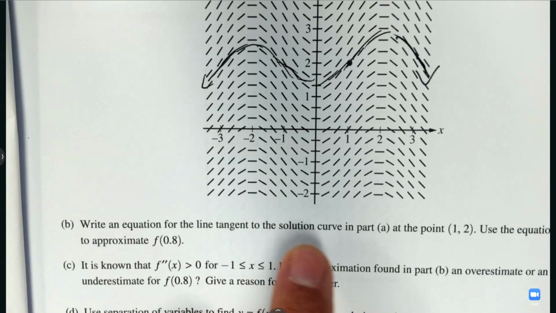Write an equation for the line tangent. Notice we're doing that question again. So let's do this. I'm going to do it on a separate piece of paper.